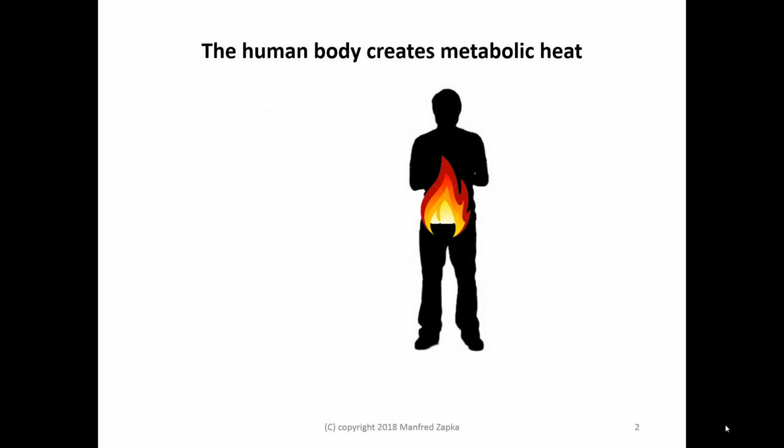The human body creates metabolic heat. Metabolic heat is a process which converts chemical energy, which we take on in the form of food, to energy which can be used to perform work. And in the process, we are also creating a lot of heat energy.